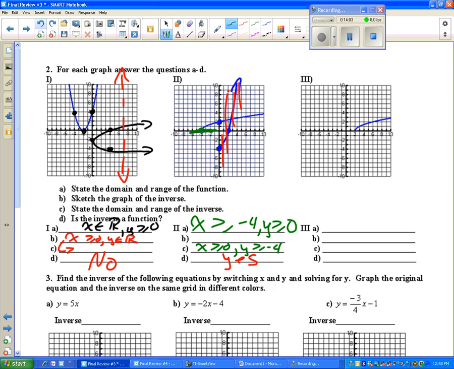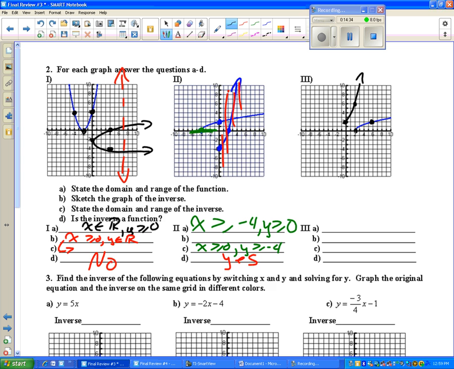And the third one, again, I have this lovely point 2, 0, so then I would have 0, 2. I have another point here which looks like it's 6, 2. So that would give me 2, 6. And my graph would do something like that.